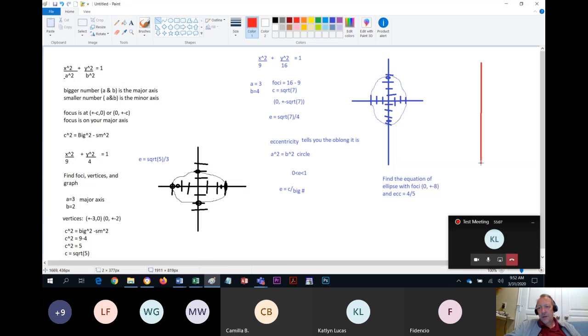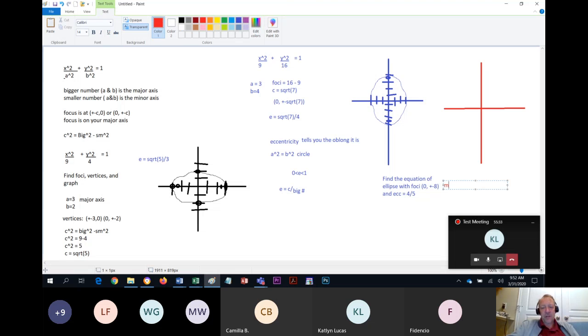Now, as we do this one, okay, so your foci are 0, plus or minus 8. So your major axis, maybe I'll just add this here really quickly. So your major is going to be the y-axis, basically, right? Major equals the y-axis. Does everybody see why?